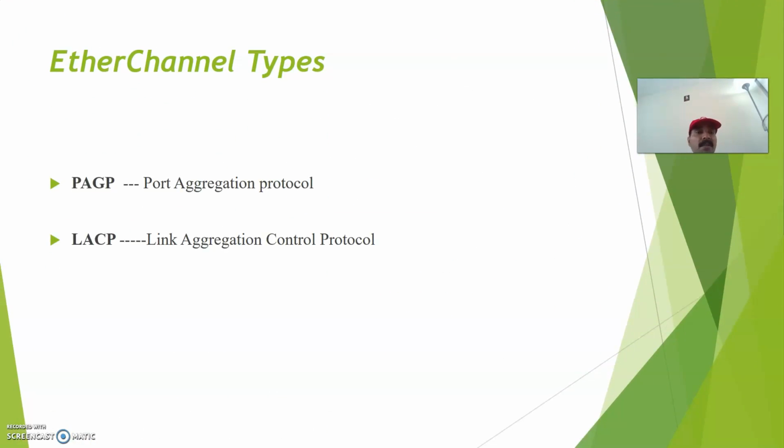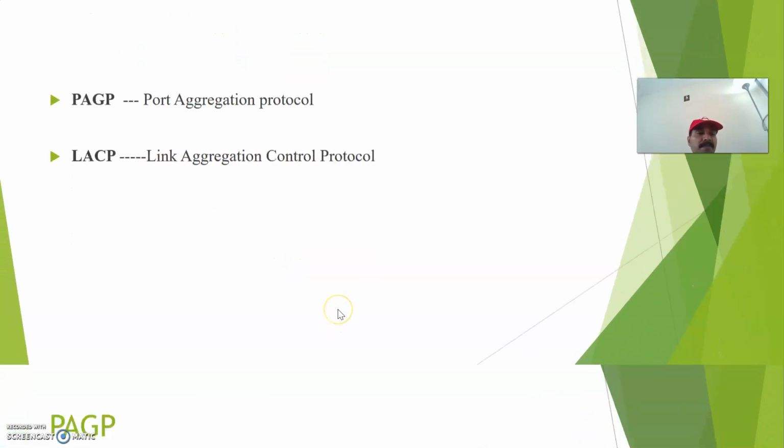So what are the EtherChannel types? PAgP and LACP. PAgP is the Cisco proprietary Port Aggregation Protocol, and the other one is LACP, the Link Aggregation Control Protocol, which is standards based.